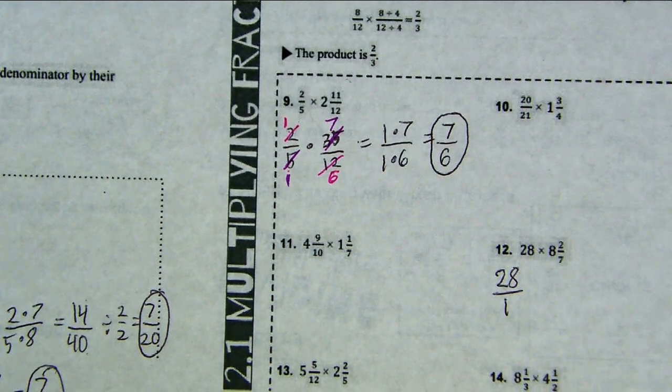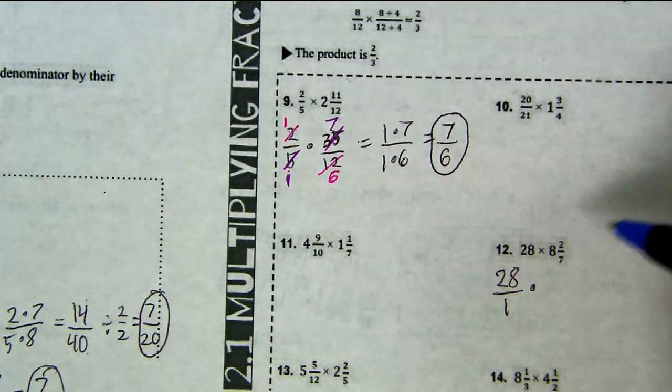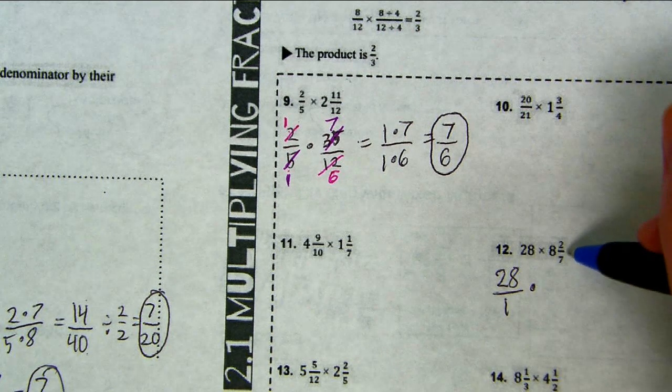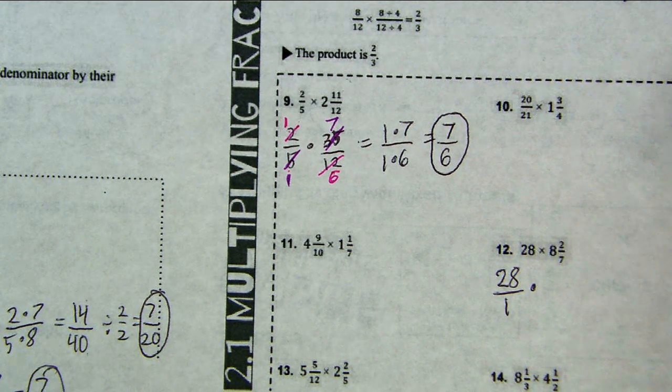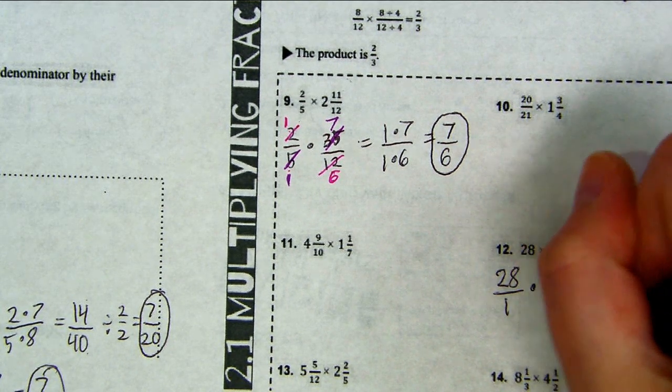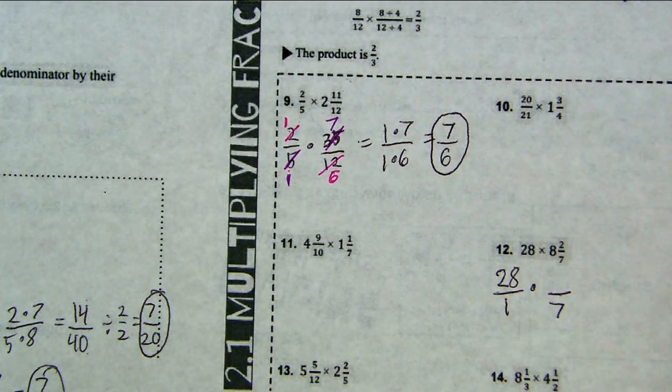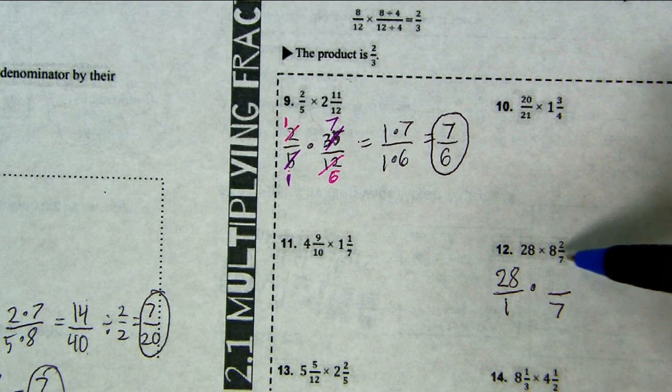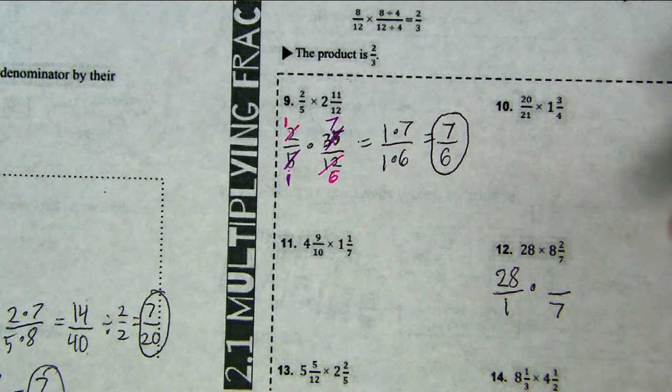Next, we need to multiply this by 8 and 2/7. So I need to take 8 and 2/7 and turn that into an improper fraction. We know the denominator will stay the same, so the denominator will stay 7. To figure out what goes in the numerator, we can do the whole number times the denominator, so 8 times 7 is 56, and we add the numerator to that, so we end up getting 58.